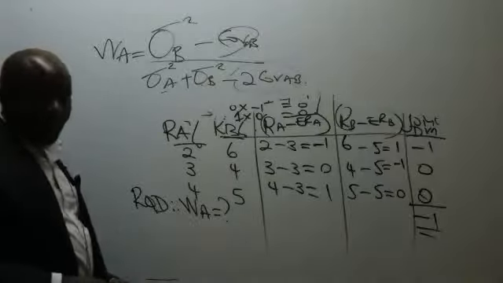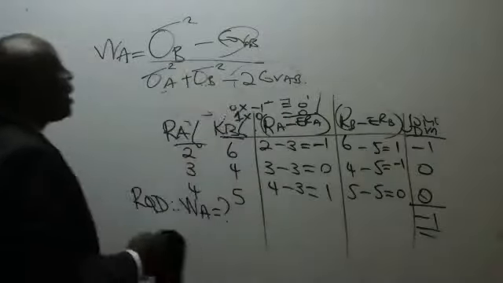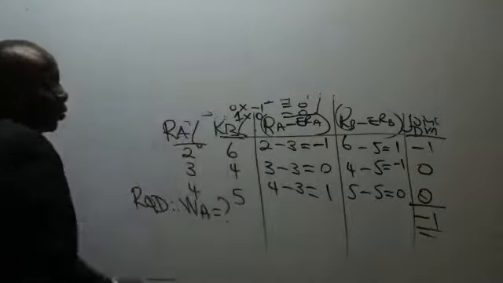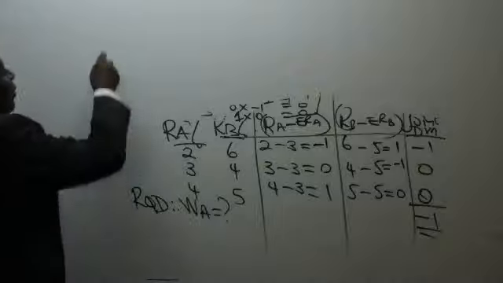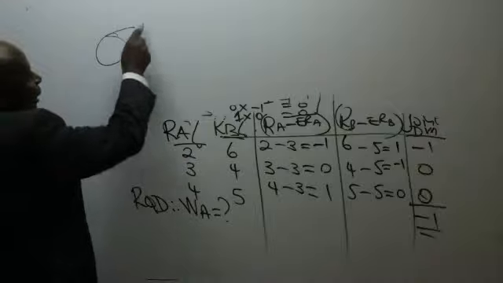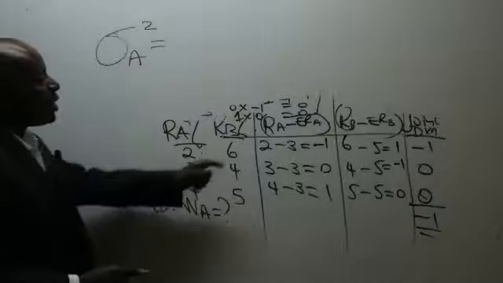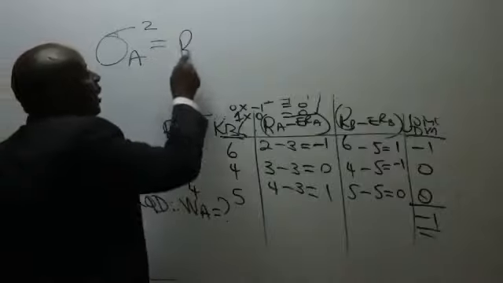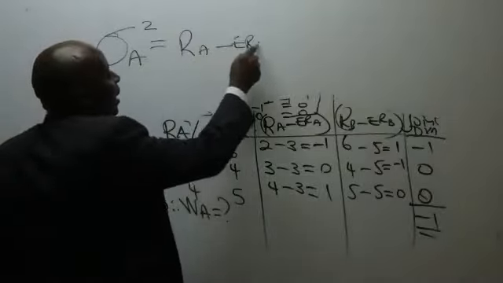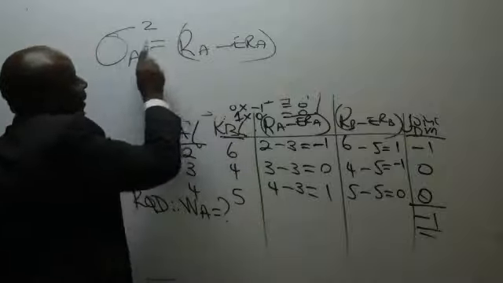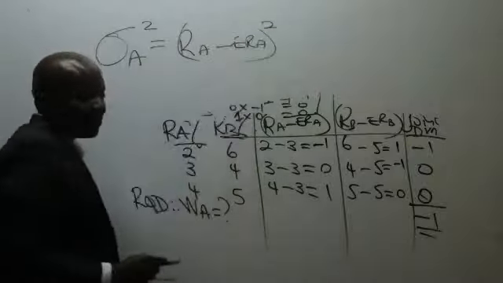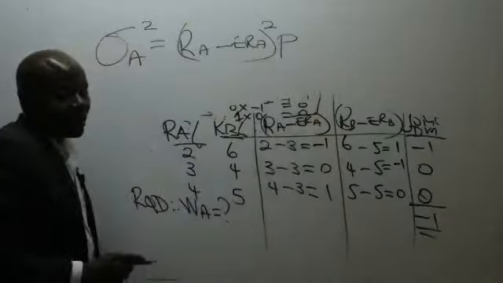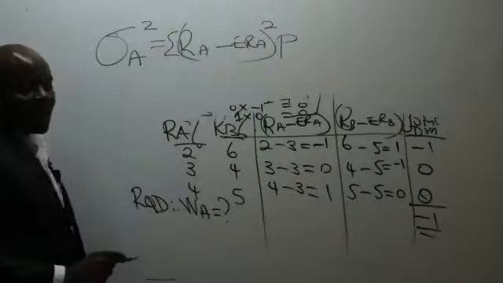So is there somebody who is able to give me the formula for variance of A? How do we get variance of A? What I'll do, already I have my simple deviation. My simple deviation here is RA minus ERA, but now remember, because of the variance, I must come and square. I must come and multiply here with the probability. I must come and do what here, somebody? I sum like that.